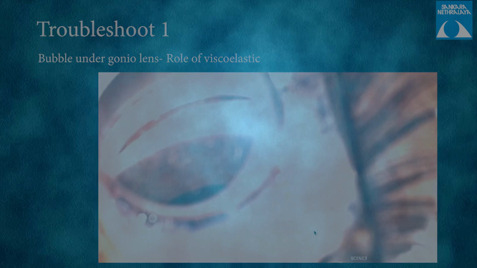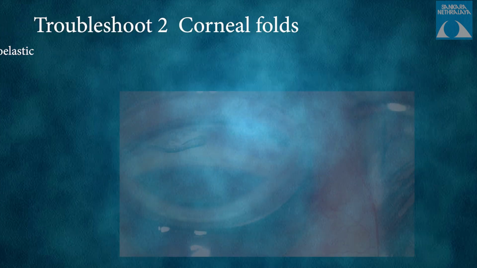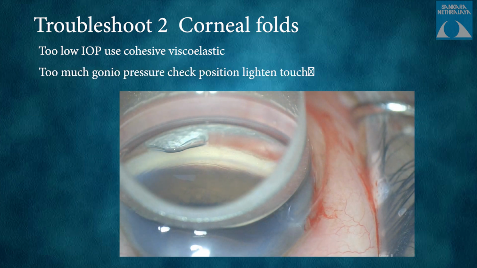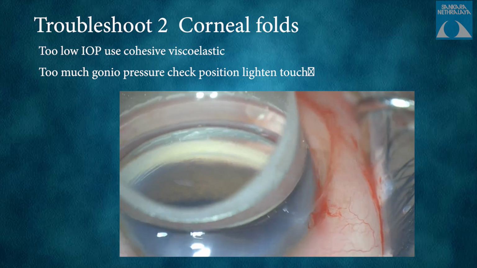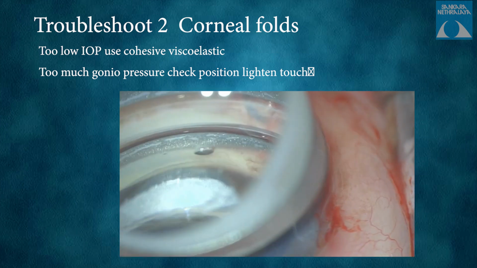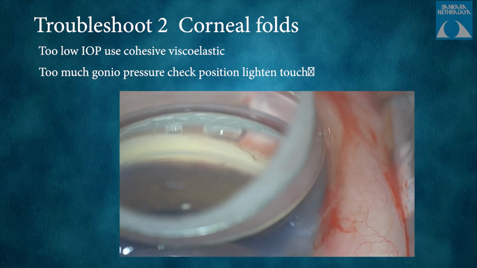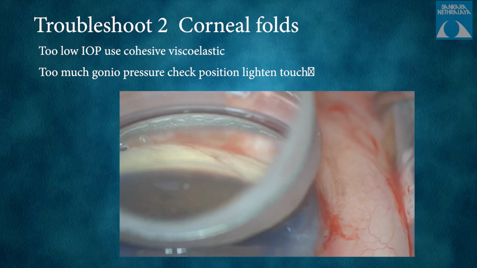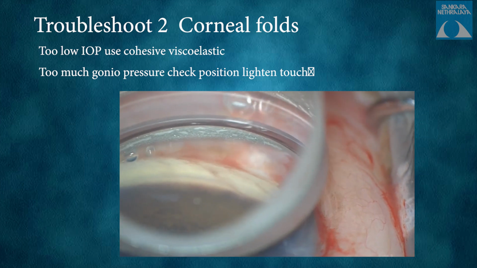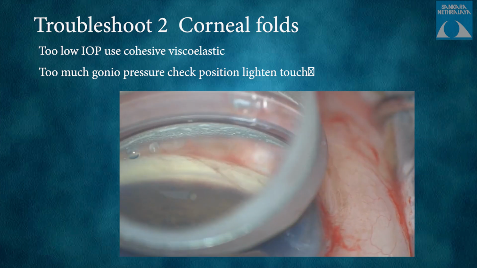You may see corneal folds which also hamper the view. This can be seen in eyes which are hypotonous. This can be managed by filling the AC with viscoelastic substance. This also happens if you apply too much pressure on the cornea or the wound. So here you need to recheck your position and loosen your hand.